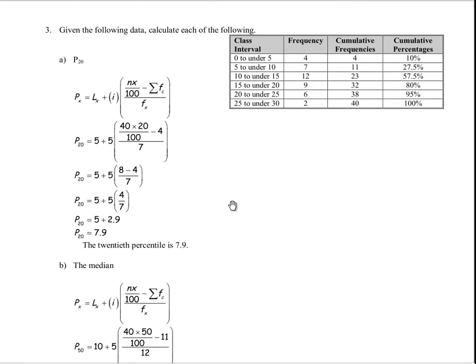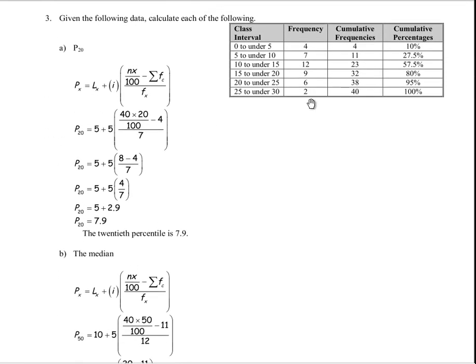Going over to the next page, so now we have interval data, and we're asked to calculate P20, find the 20th percentile, and the median as well. I believe in the student paper, this part wasn't completed. You just had the classes and the frequencies. So this frequency would be 4.